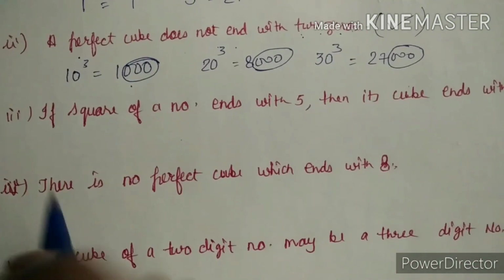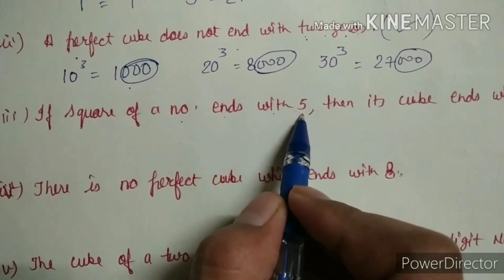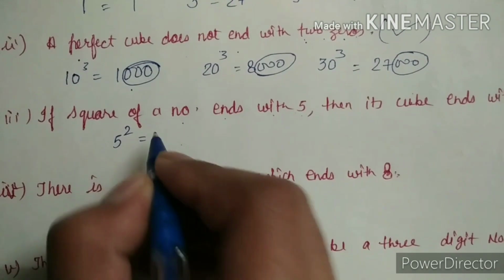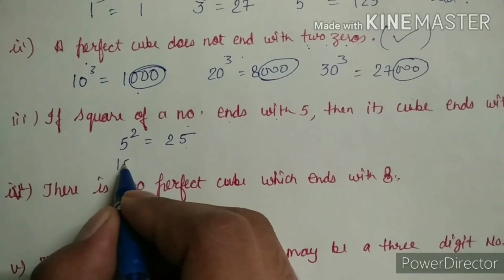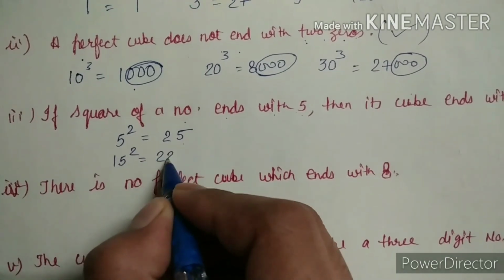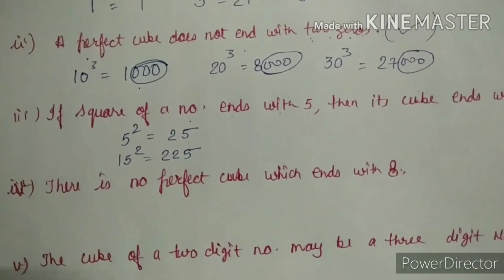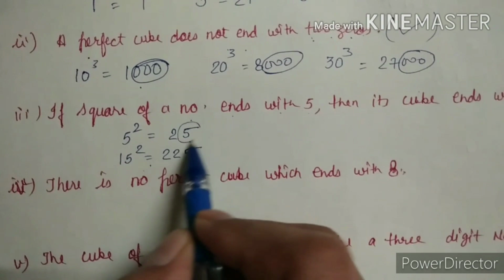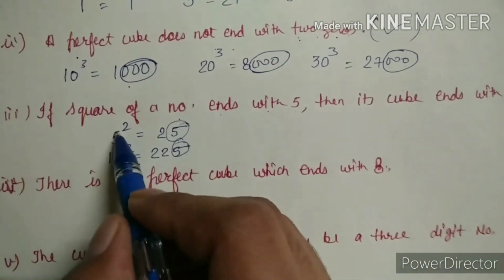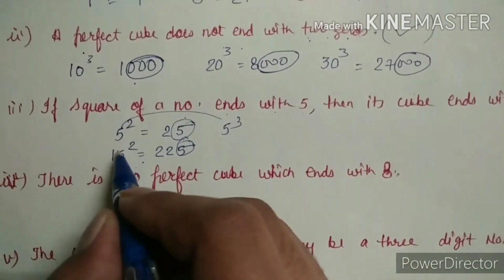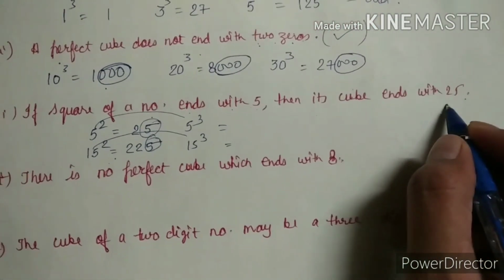Now the third statement: if the square of a number ends with 5. So whose square is ending with 5? Firstly, 5 square ends with 5 because it is 25. One more example we will take: 15 square is 225. So if the square of a number ends with 5, these two examples we took are both ending with 5. Then its cube ends with 25. So when we take the 5 cube here and the 15 cube here, it must end with 25.